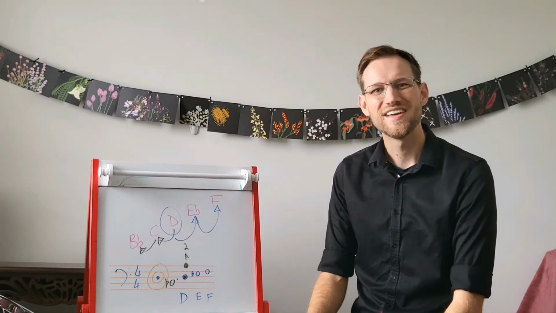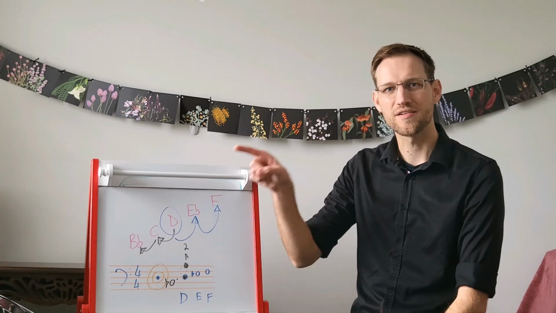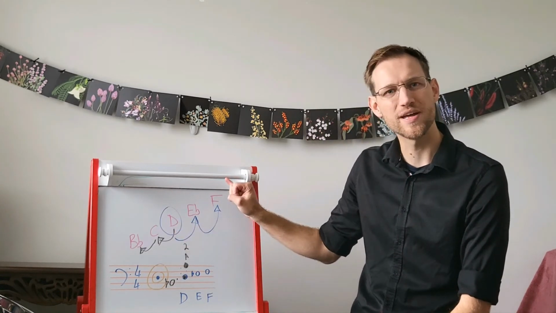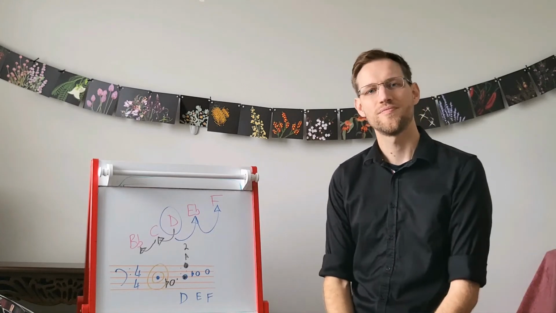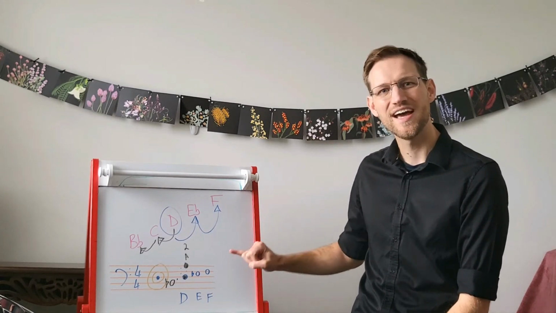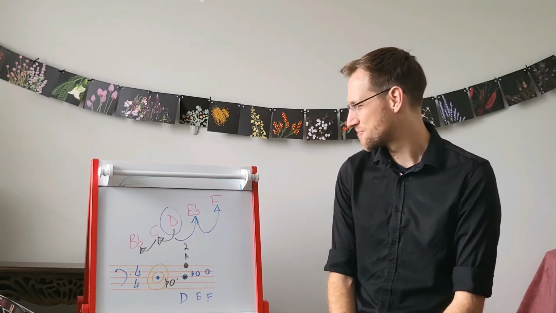And finally, if you know that D is in the middle, you can count up going line, space, line, space, line, space. You can follow the alphabet to work out any other note, because it just kind of continues higher, going forwards in the alphabet, and it continues lower, going backwards in the alphabet.